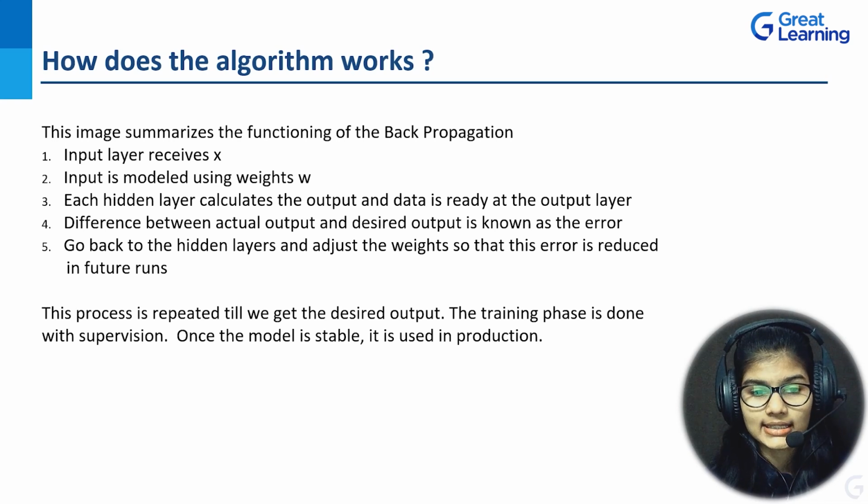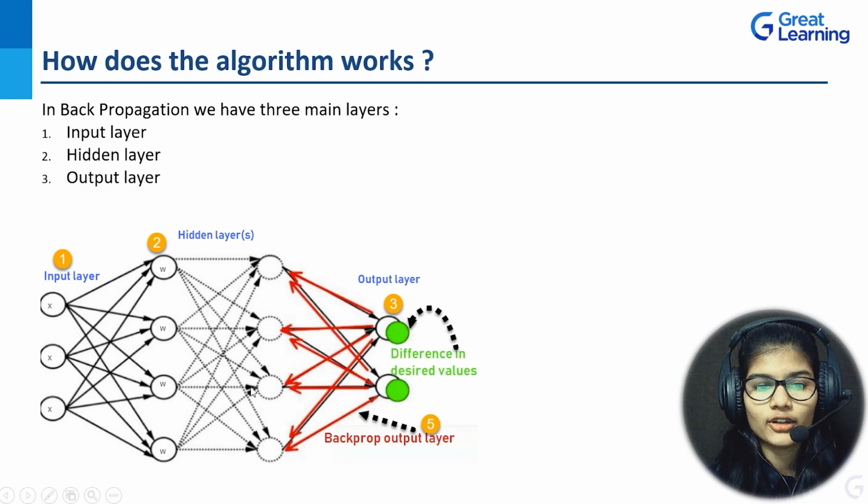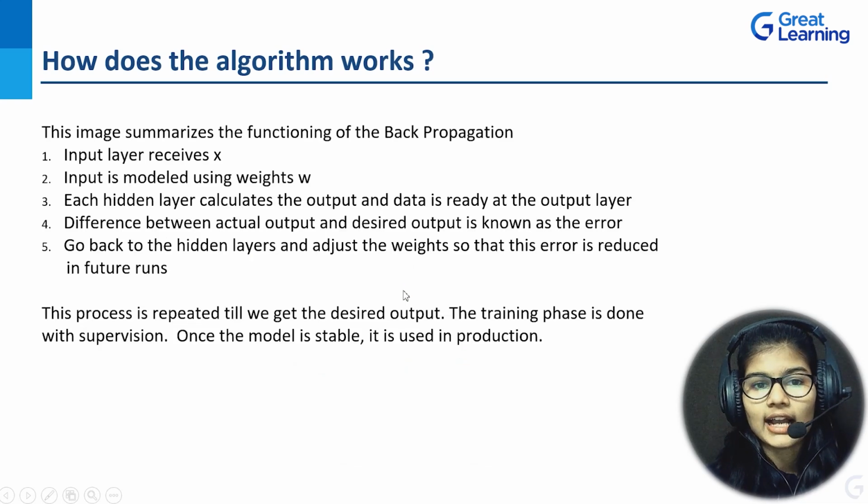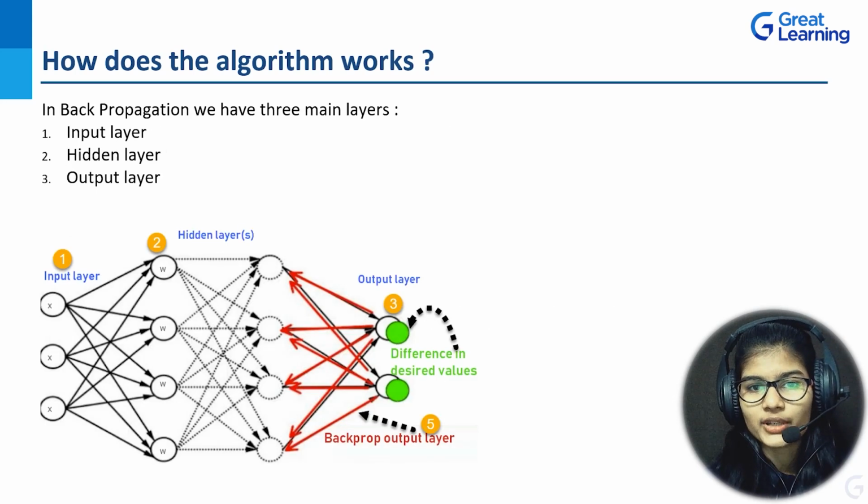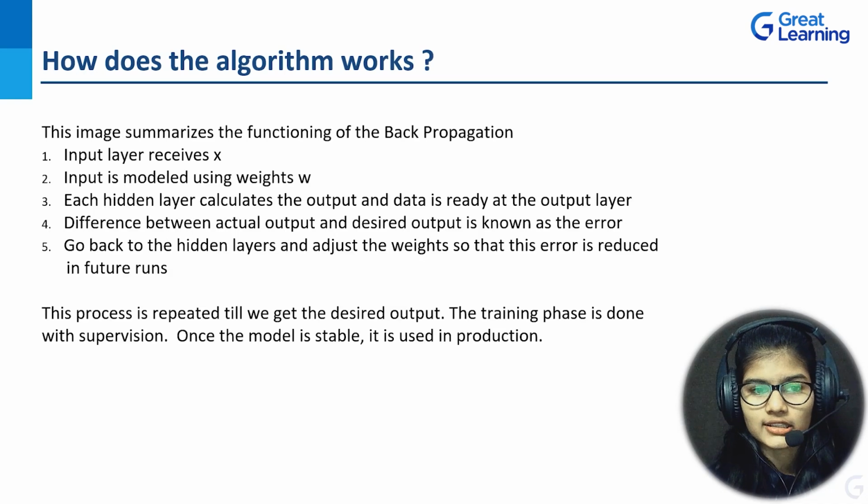The training phase is done under supervision, and once the model is stable, it is used in production. Okay, so I hope I am clear about how this algorithm works, what the main layers are, and how they are categorized. I hope you're clear with this diagram and this summary as well. So this is how this algorithm works and this is how the error is reduced.